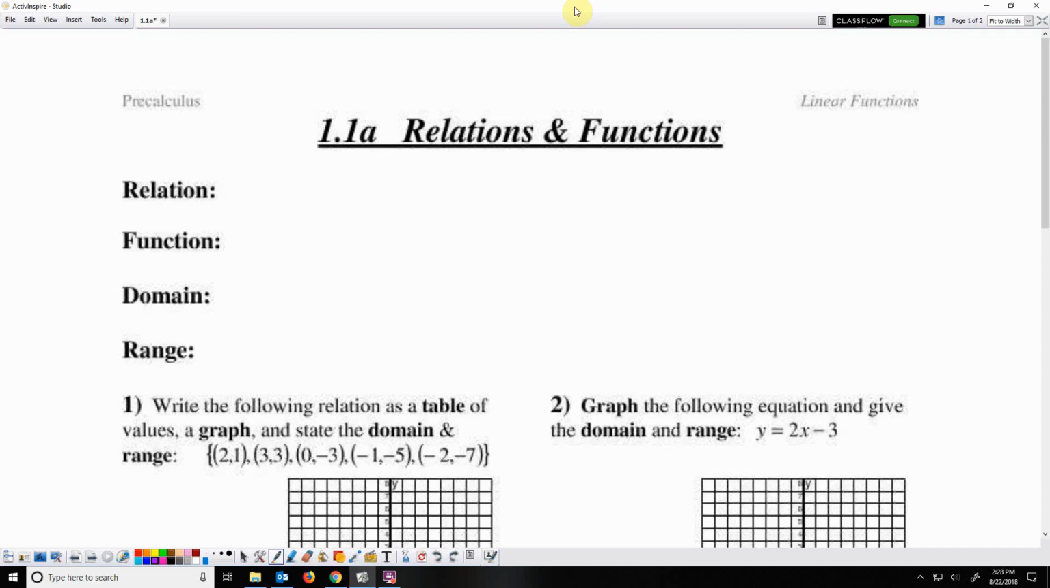Hey guys, welcome to our first pre-calculus lesson. Today, we're going to talk about relations and functions, and we're going to get into domain and range of functions. But first, let's start with some definitions.